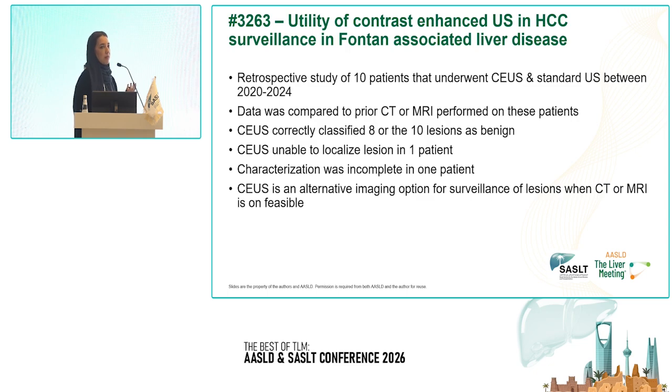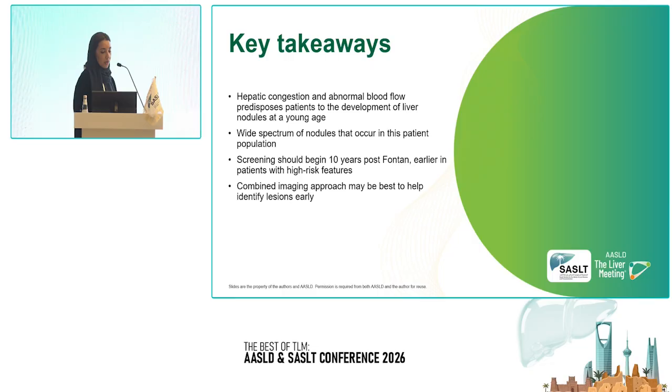We do have patients that may have renal disease, they may have a contraindication to MRI. So it is possible that we may have a patient that can't undergo cross-sectional imaging. So this may be a good option as well when thinking about screening these patients. So my key takeaways are that hepatic congestion and abnormal blood flow are predisposing factors to develop nodules in this patient population. We can see a wide variety of nodules. Screening should begin at 10 years, but we need to think about it sooner if the patient has higher risk features, and a combined imaging approach may be best to help identify lesions.